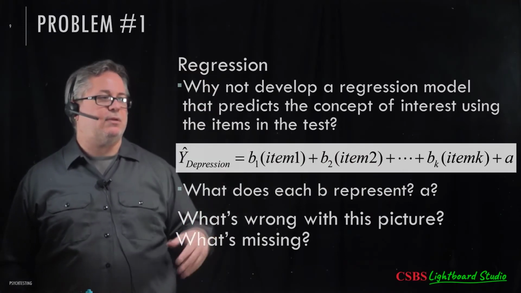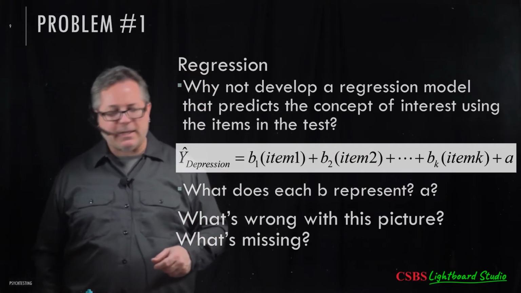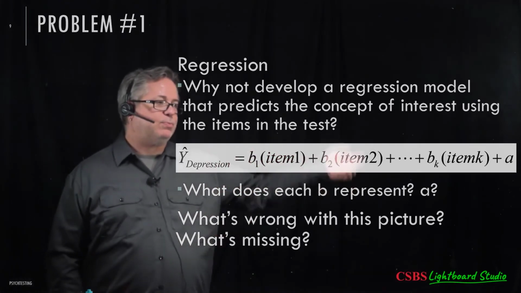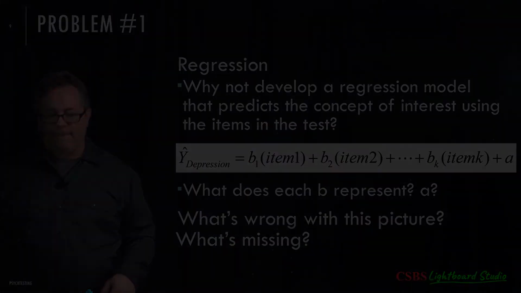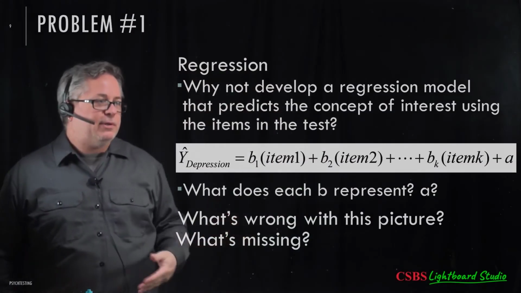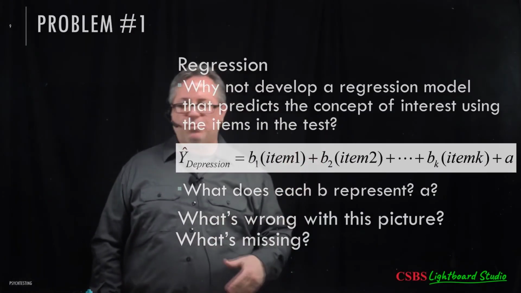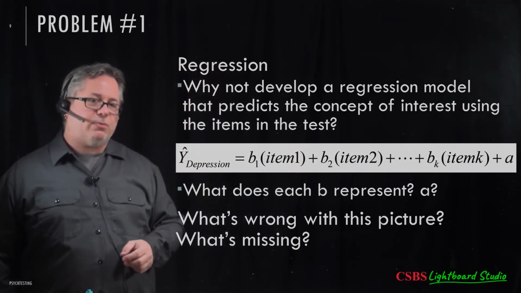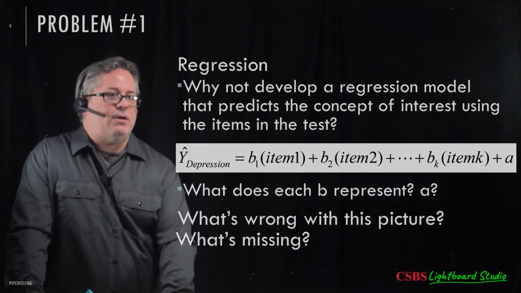Why can't I do that? Why can't I just take my Beck Depression Inventory items and just predict depression? Wouldn't that be easy? Just use my scale, predict a person's level of depression, and see which items do better or worse. Don't leave me in an awkward silence.